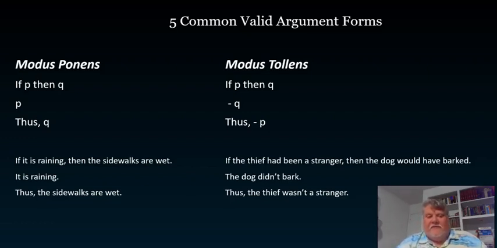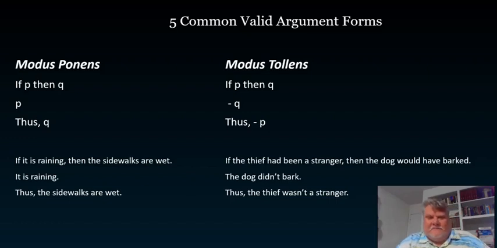If it is raining, then the sidewalks are wet. It is raining, thus the sidewalks are wet. Notice if we switched the second premise and the conclusion, we would no longer have a valid argument, right? If P, then Q, Q, therefore P. If it is raining, then the sidewalks are wet. The sidewalks are wet. Well, therefore it is raining. No, that would be an invalid argument. And we're going to talk about mistakes like that more later in this class.